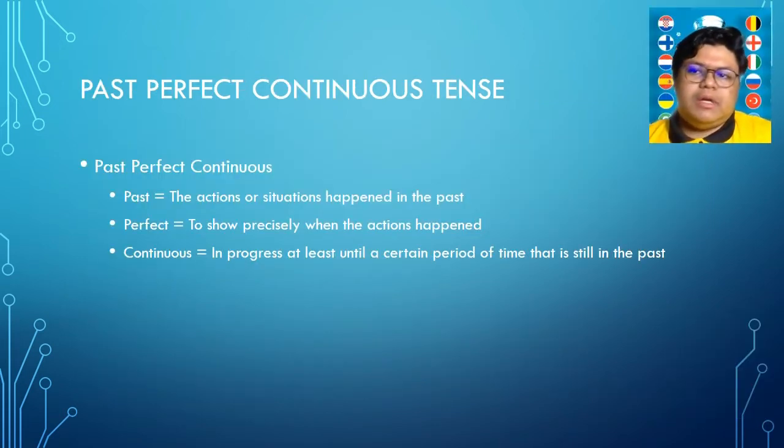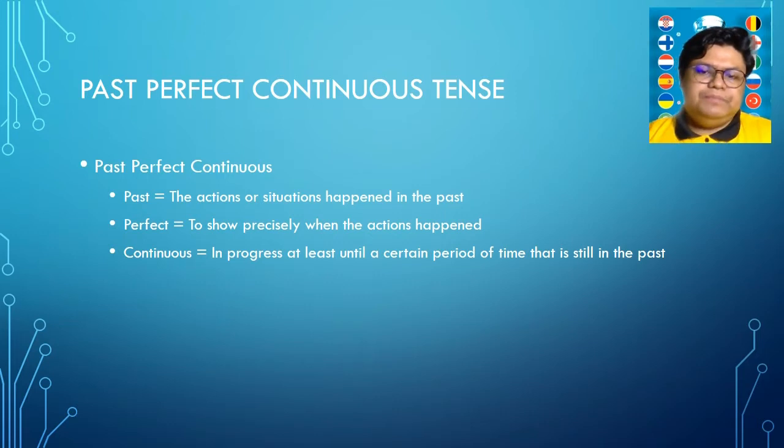Okay, so we have already talked about past perfect simple. Now we are talking about past perfect continuous. So let's break down the words. Past perfect continuous. Past: the actions or situation happened in the past, okay, di masa lalu. Perfect: to show precisely when the action happened, kita tahu bila secara tepatnya benda tu berlaku. Continuous: in progress at least until a certain period of time that is still in the past.